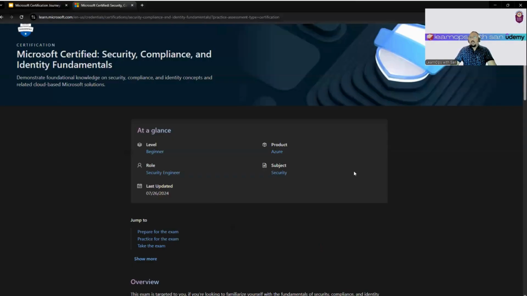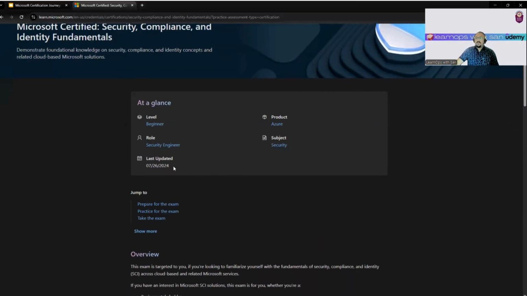Typically, the role that anybody aspires to have after achieving knowledge and certification in Security, Compliance, and Identity Fundamentals is the security engineer. And the subject pool is security, so you will have everything in and around security in the learning path. And this course is regularly updated with all the recent changes that Microsoft has in their offering of the product. As of now, what we can see, 26th of July is when it was last updated. That affirms that this particular block is always up to date with whatever changes the product goes through.